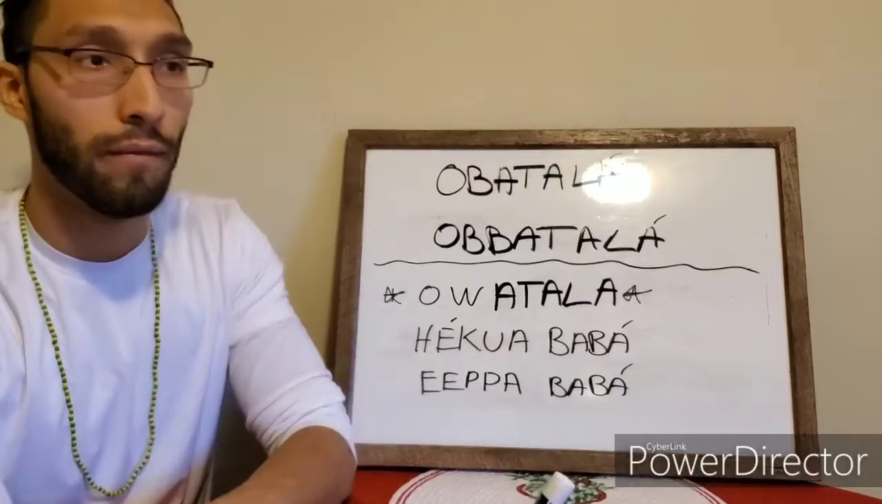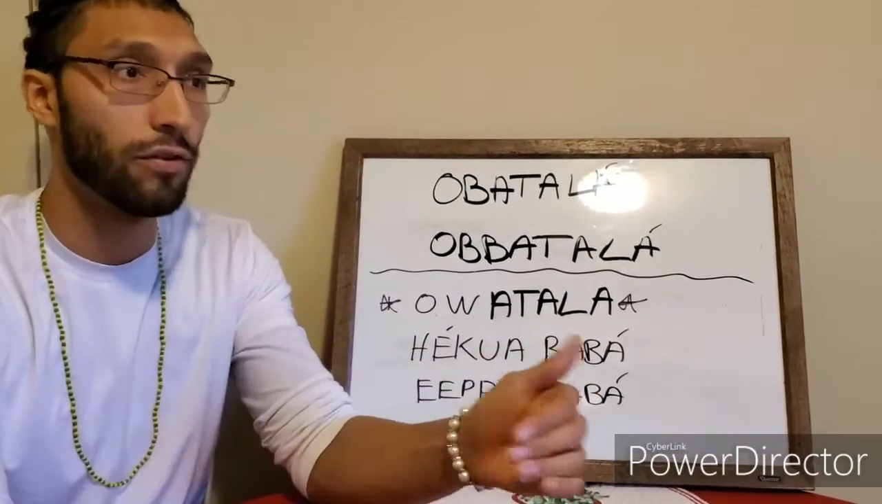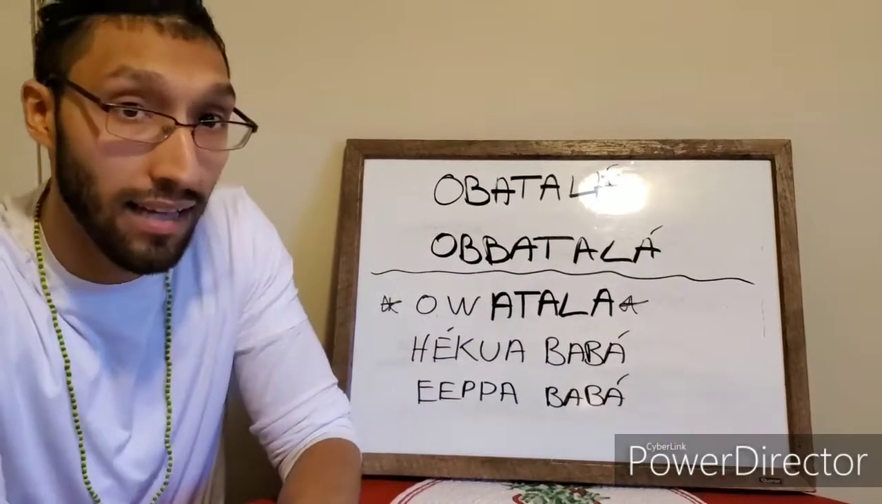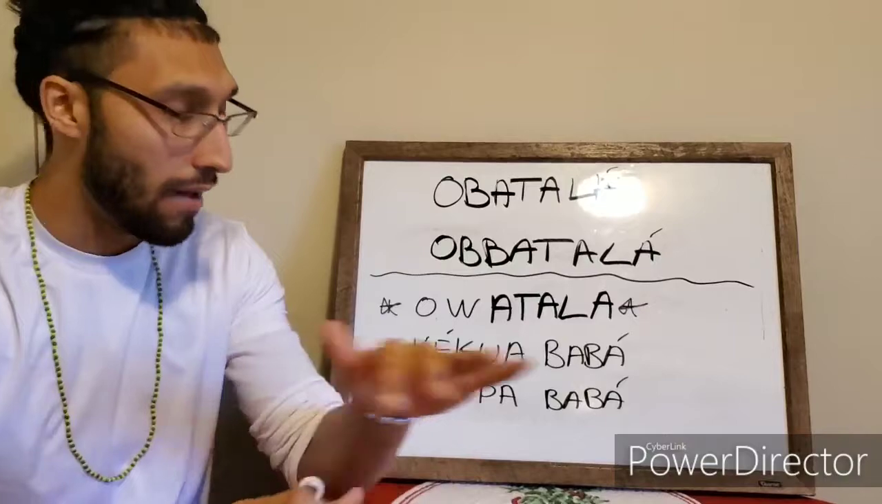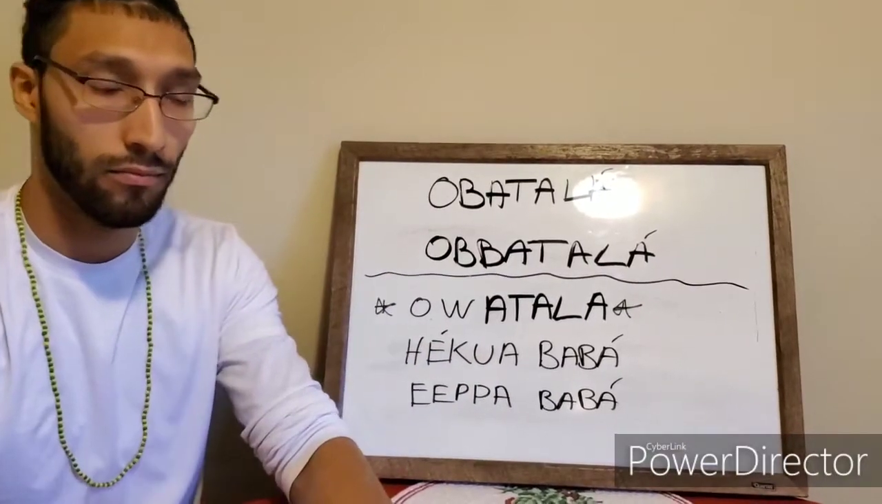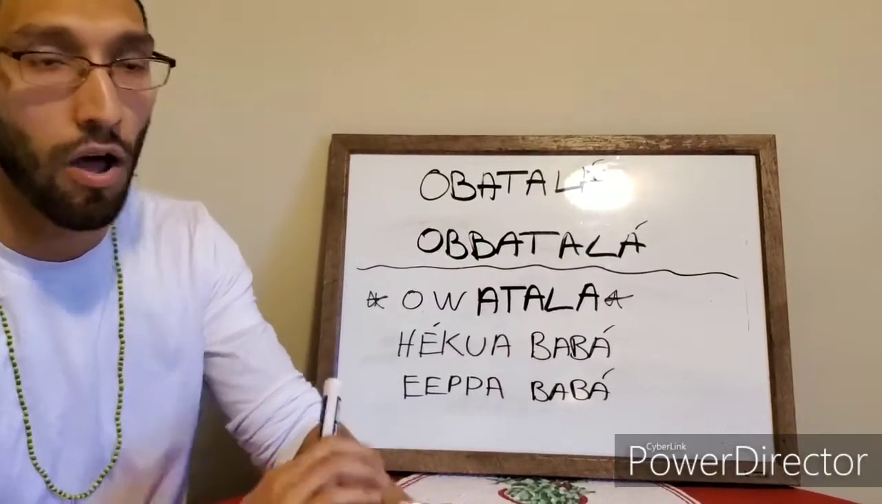So for you in your book, if the characters are talking to each other, and they're talking about Obatala, and they say, oh, Baba, or they're talking to him and they say, oh, Baba, they're talking about Obatala. Whether in third person, first person, whatever, Baba is referring to Obatala always.